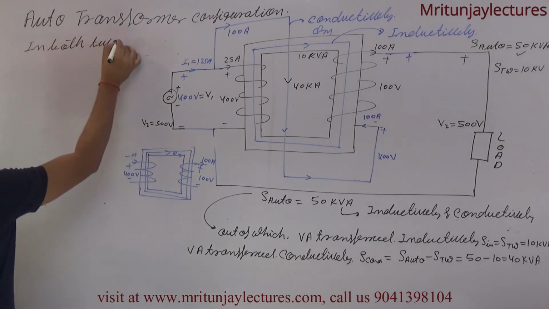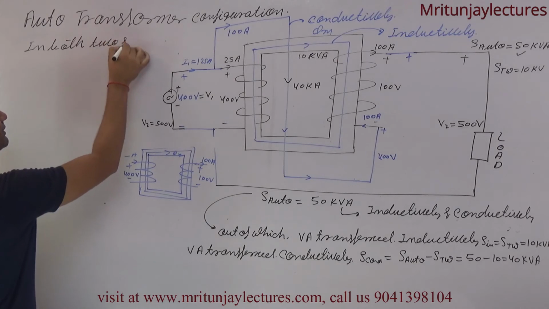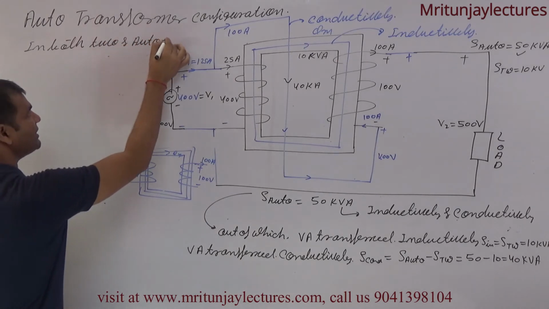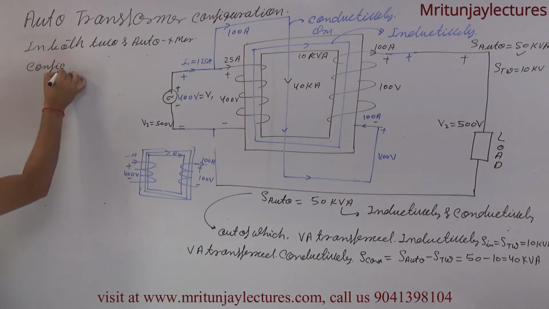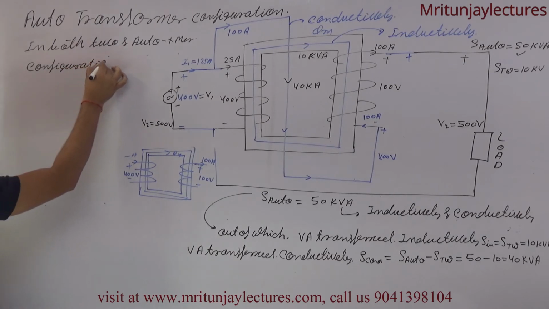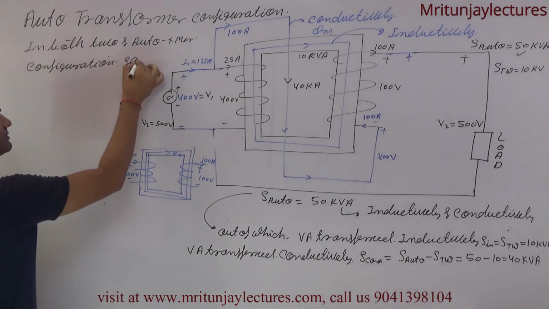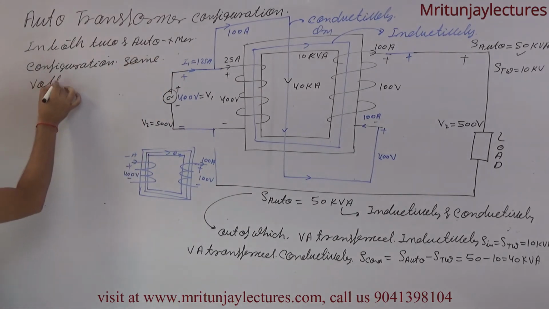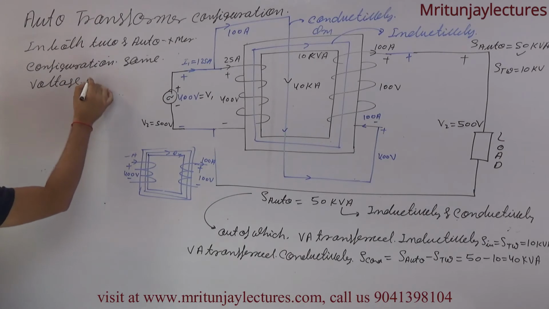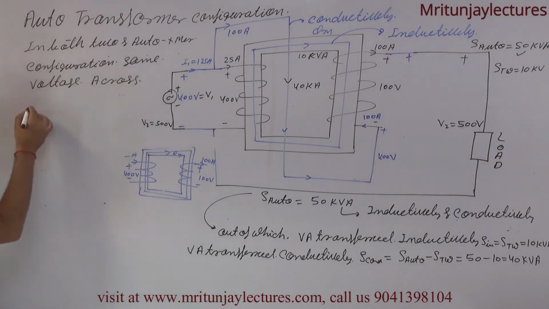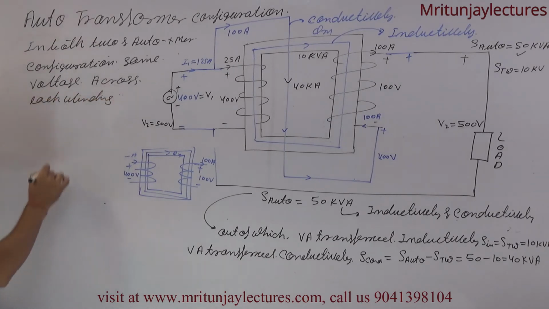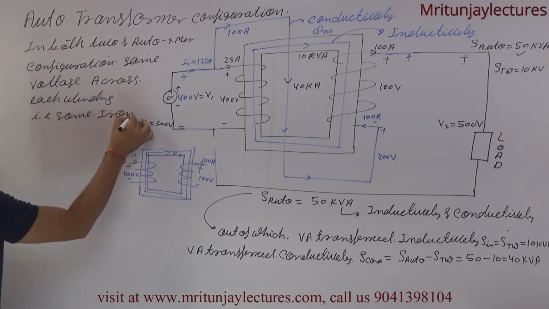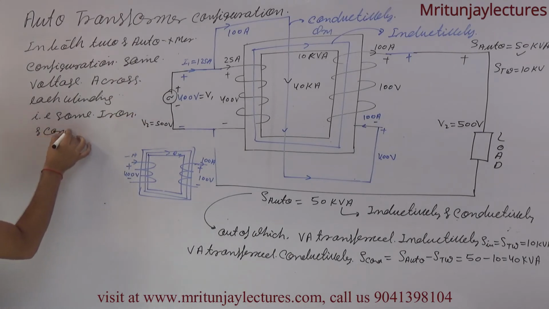two winding and auto transformer. Right now in both the two winding and auto transformer configurations there is the same voltage across each winding, that is the same iron loss, or core loss.